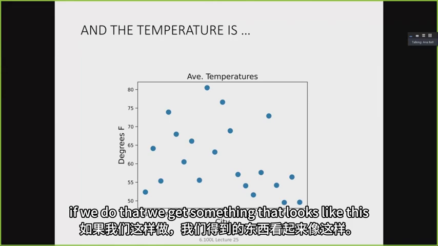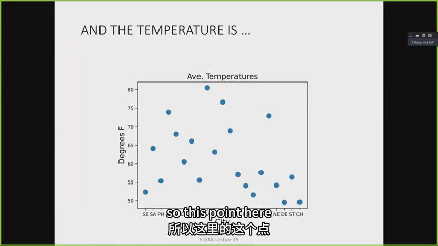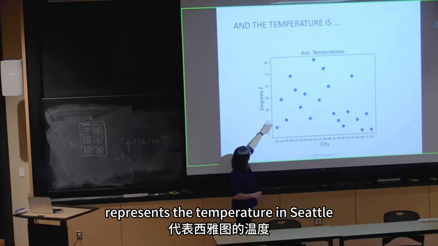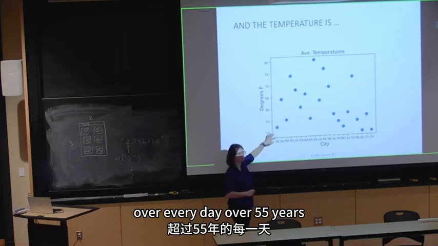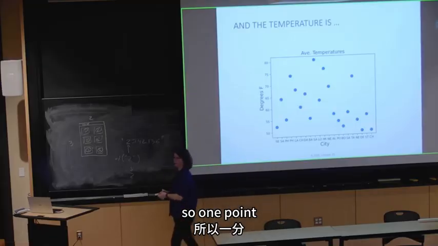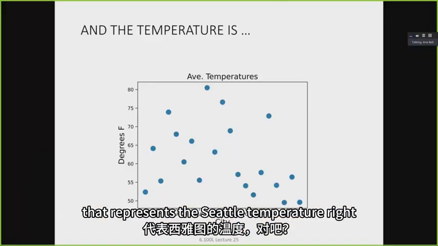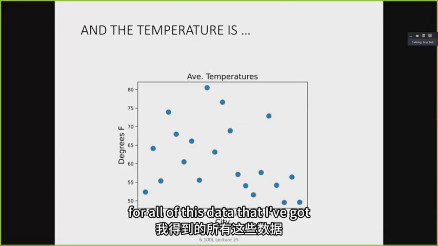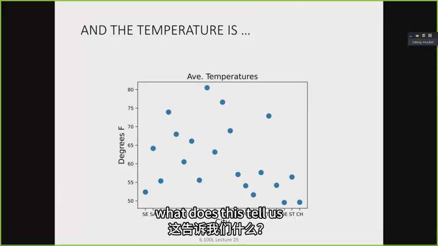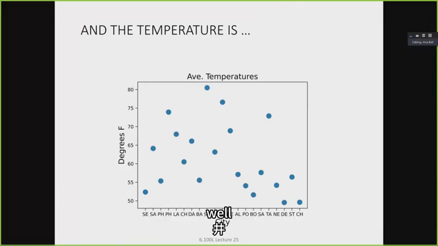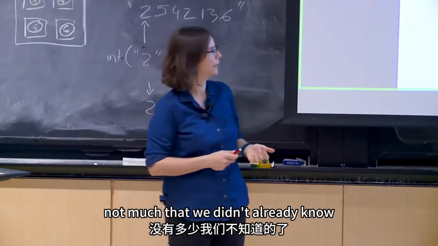If we do that, we get something that looks like this. So this point here represents the temperature in Seattle over every day over 55 years. So one temperature point represents the Seattle temperature for all of this data that I've got. What does this tell us? Well, not much that we didn't already know.